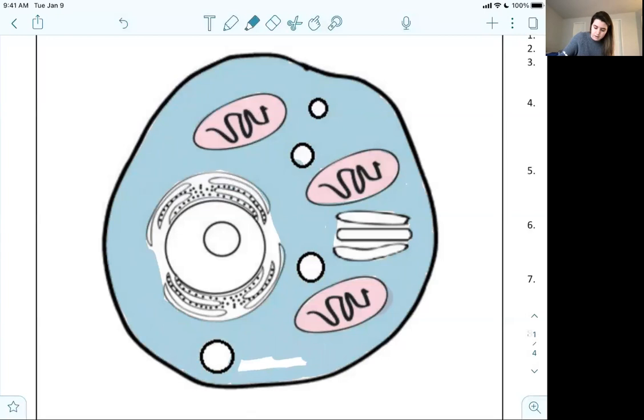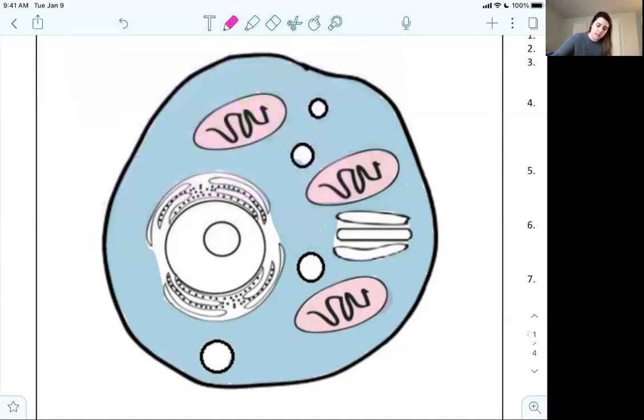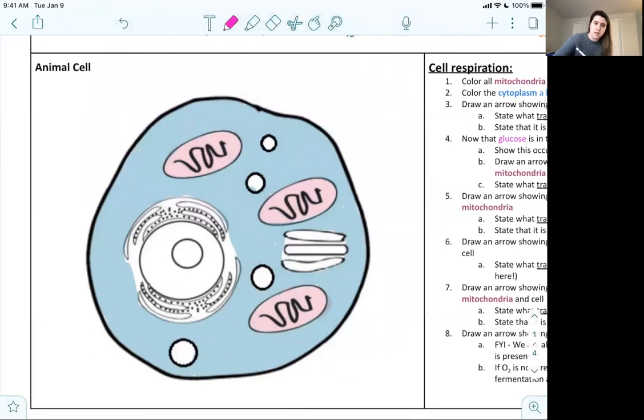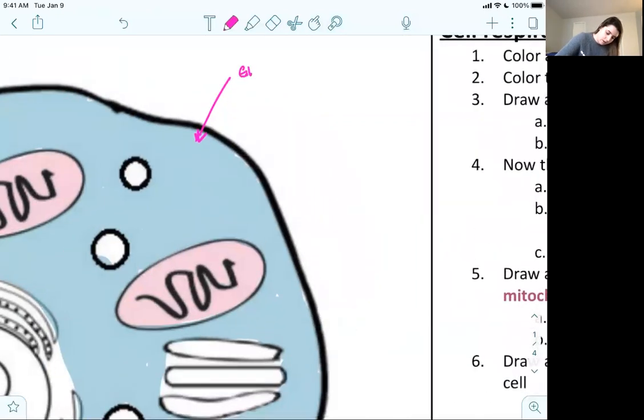Perfect. So now that I've got my cytoplasm colored, I can start modeling what's actually happening in this process. Step 3 says draw an arrow showing glucose entering the cell. I'm going to keep with the colors that it asks me to use in the explanations, and I'm going to draw just a quick arrow into the cell right here. And we know that this is our glucose.